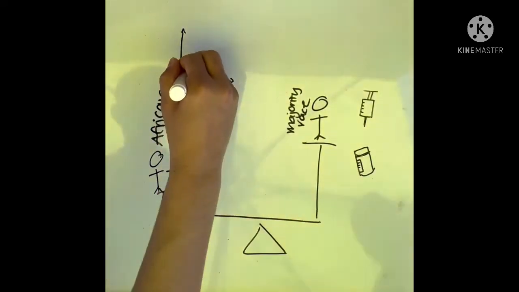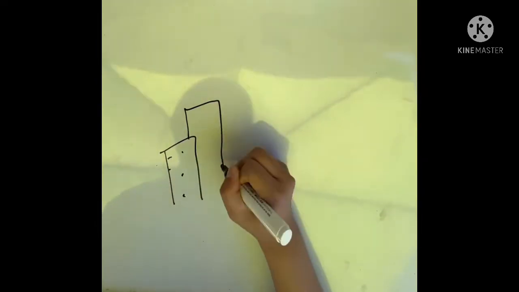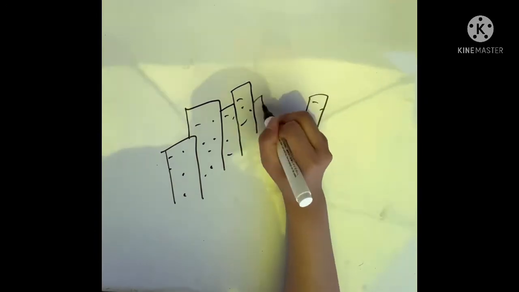Treatments were more readily available to white people than to minority races. People advocate for HIV/AIDS victims. Activists protested the U.S. government's lack of response to the virus by creating the AIDS Walk as part of the AIDS Project Los Angeles in 1985.